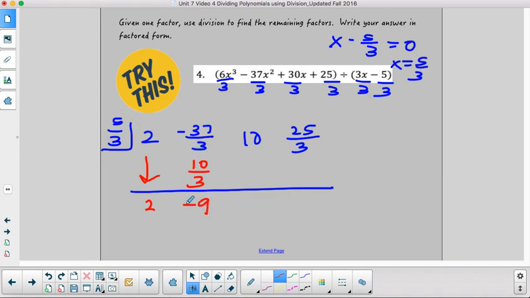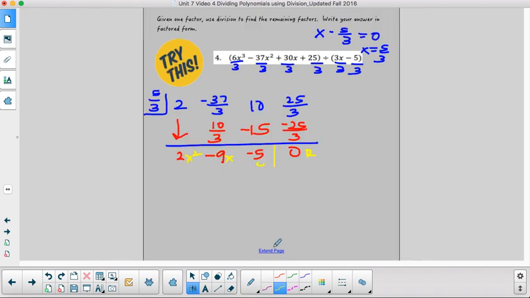I have 5 times negative 9, which is negative 45 over 3, which is negative 15. I add these two together, I get negative 5. 5 times negative 5 is negative 25 over 3. So I have a remainder of 0. So remainder, constant, x squared. So what do I have here? My first factor would be 3x minus 5, and then I have 2x squared minus 9x minus 5.